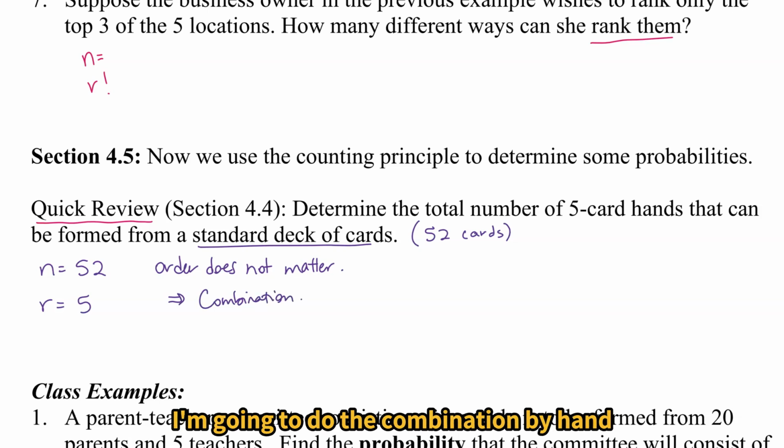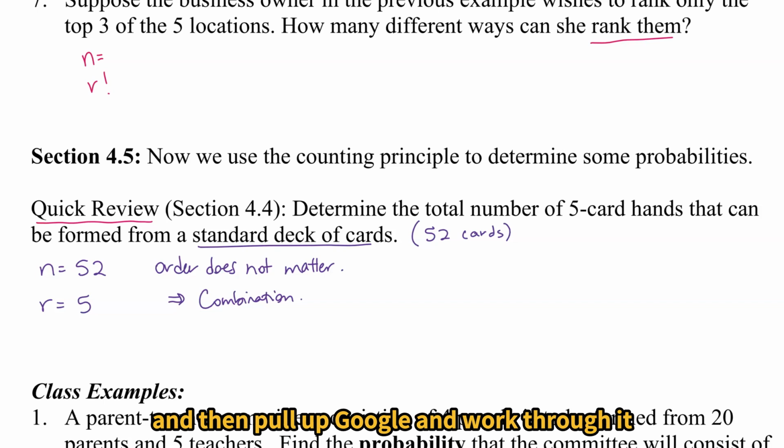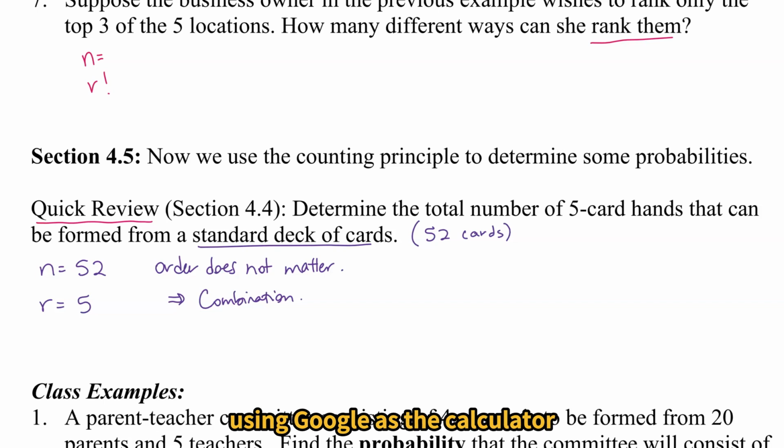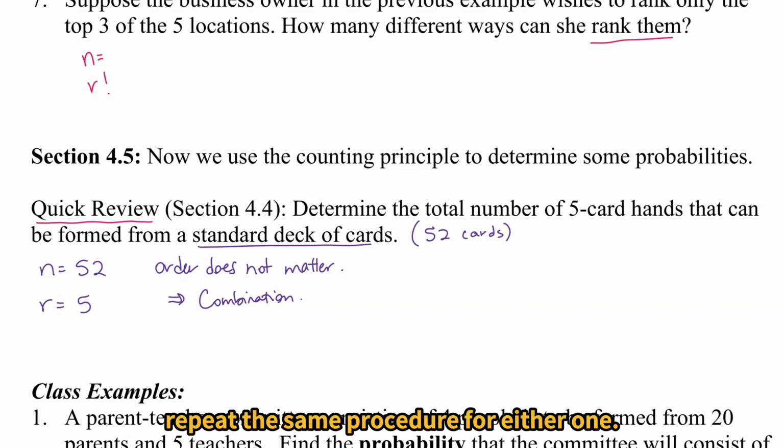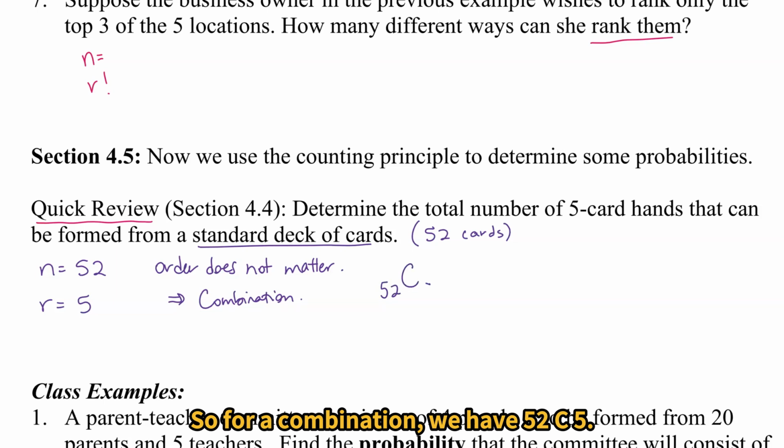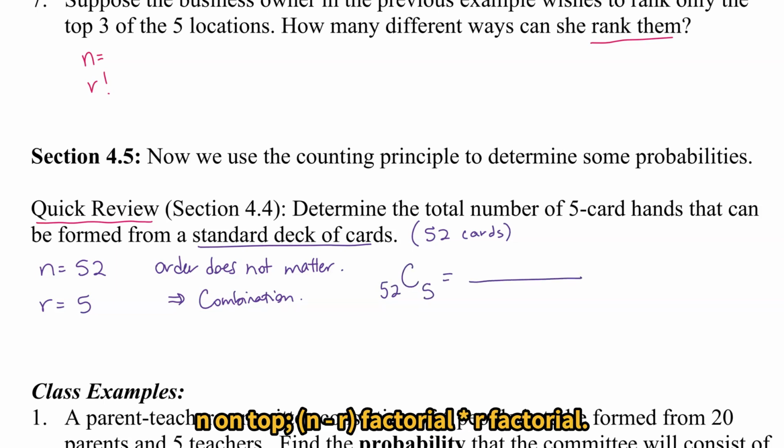Okay, I'm going to do the combination by hand and then pull up Google and work through it using Google as the calculator, and know that in Excel the exact same things will happen. So no matter which one you use, repeat the same procedure for either one. So for a combination, we have 52C5, N on top, N minus R factorial, R factorial.